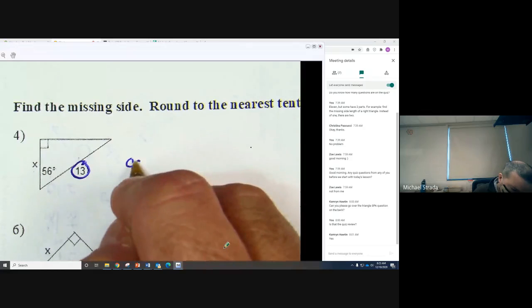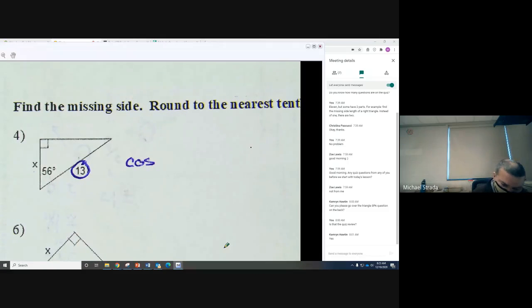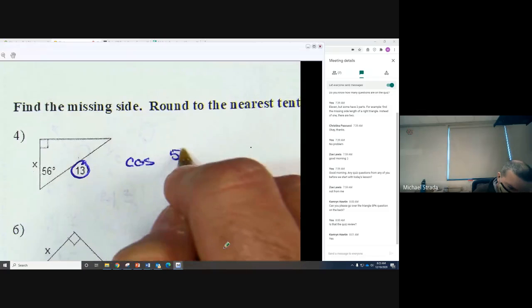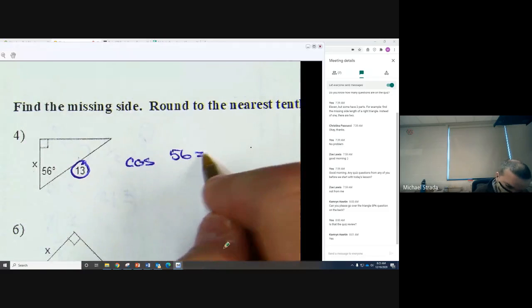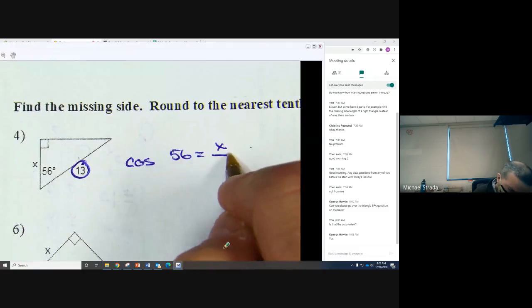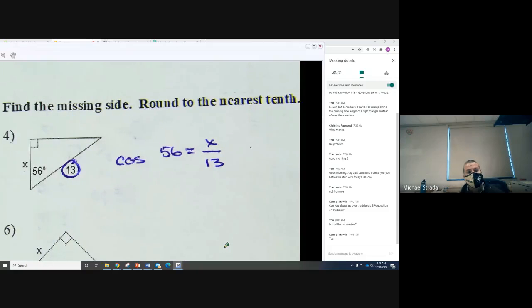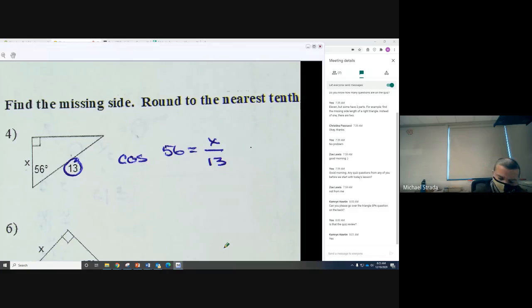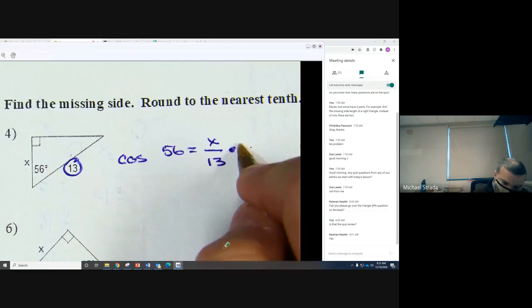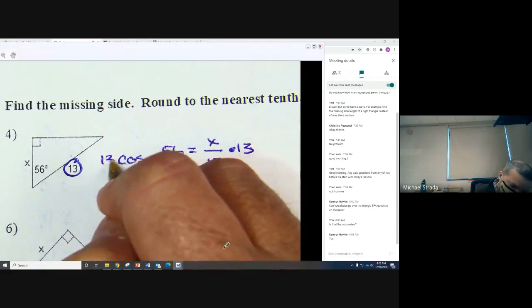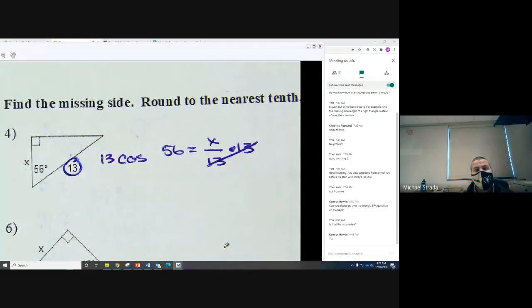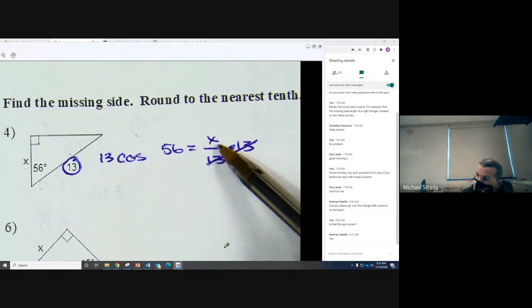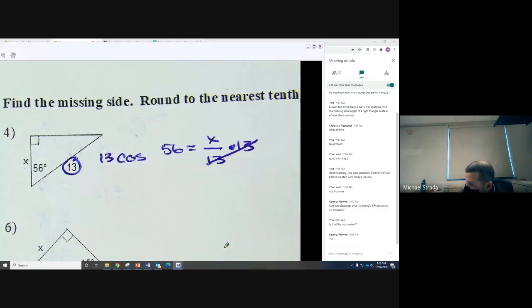So the cosine of what angle they give us, 56, equals the adjacent, which is x, over 13. We're solving for x. How do we get rid of a division by 13? Multiply. So we multiply both sides by 13. Whenever the variable is in the numerator of your trig ratio, you're always going to end up multiplying the trig function by the other side.